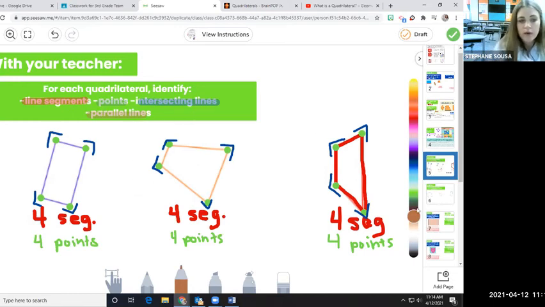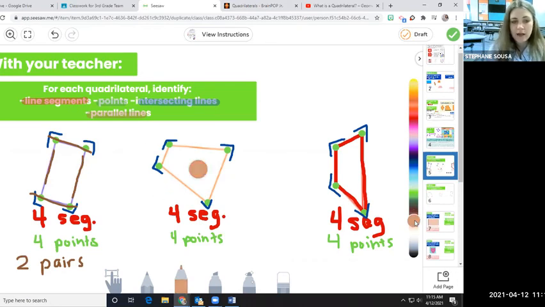Let's switch to brown and let's identify our parallel line segments. A rectangle has 2 pairs of parallel line segments, 2 pairs. We have the top and the bottom are parallel. They're never going to touch. We have the left and the right are parallel. They are never going to touch. So 2 pairs of parallel line segments.